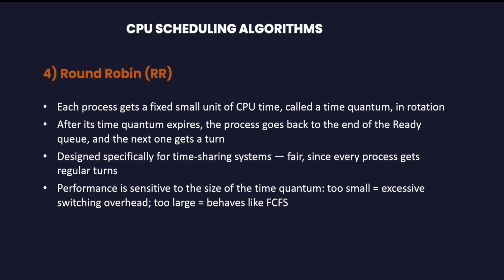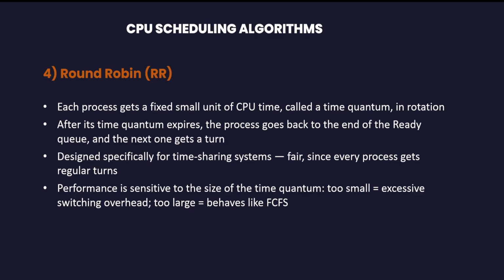Fourth is round robin. Each process gets a fixed small unit of CPU time called a time quantum in rotation. After its time quantum expires, the process goes back to the end of the ready queue and the next one gets a turn. For example, there are three processes P1, P2, P3. P1 takes 4 minutes to execute, P2 5 minutes, and P3 6 minutes. And I have set the time quantum as 2 minutes.